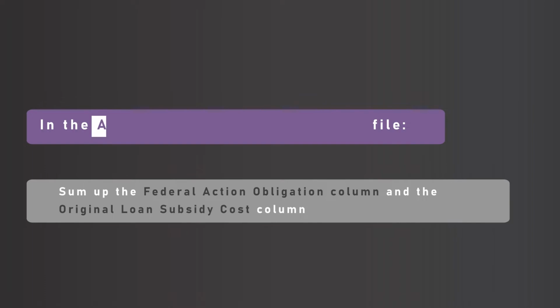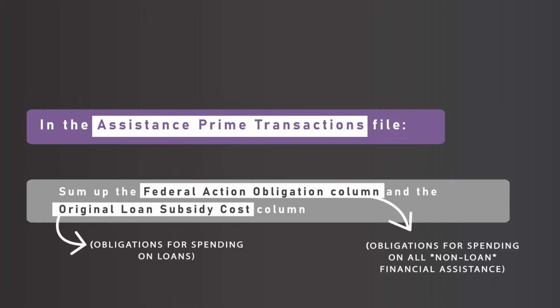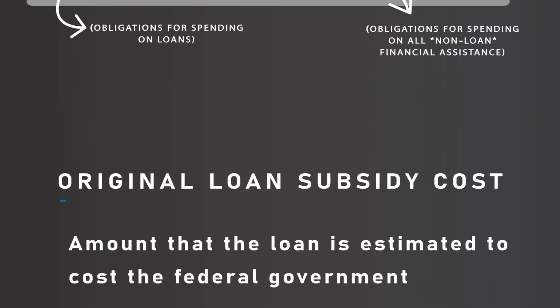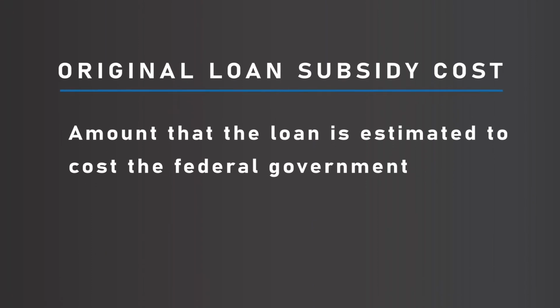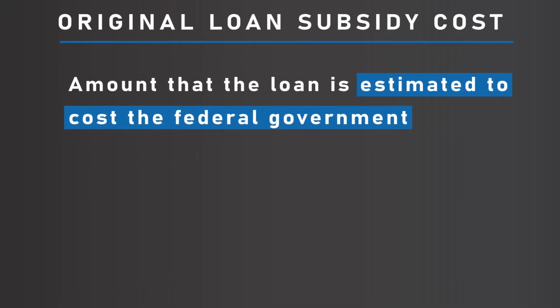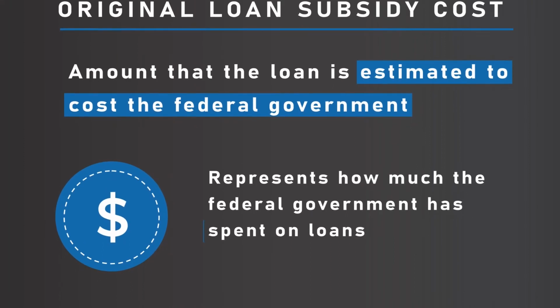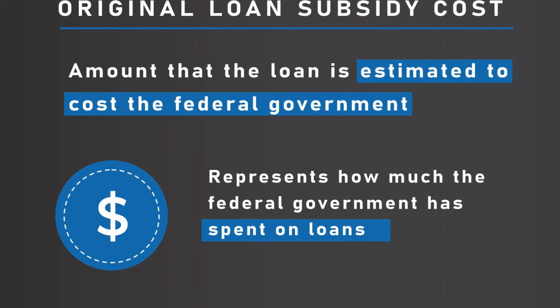In the Assistance Prime Transactions file, you'll sum up the Federal Action Obligation column and the original Loan Subsidy Cost column. For context, the original loan subsidy cost is the amount that the loan is estimated to cost the federal government on a risk-adjusted basis, and thus this amount represents how much the federal government has spent on loans.